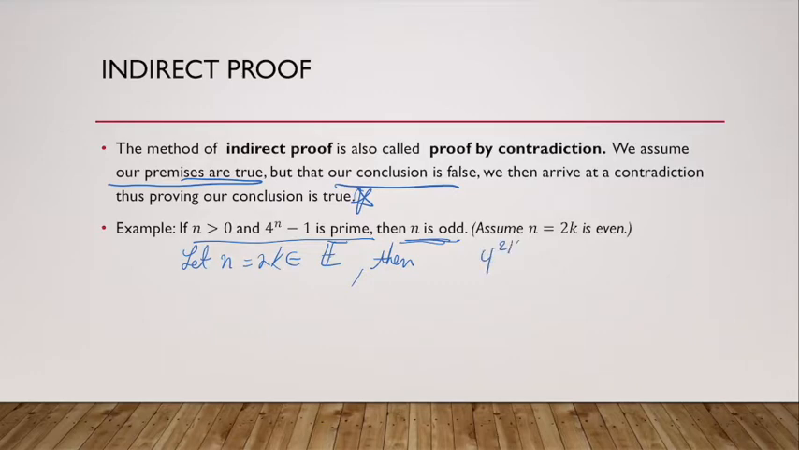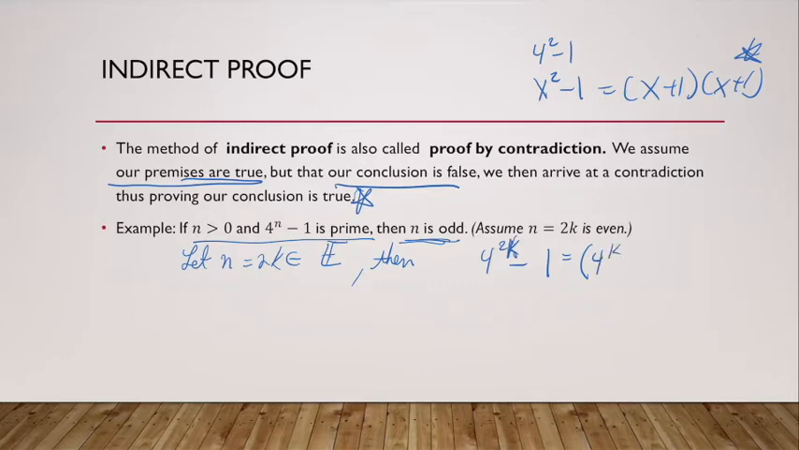If I've got 4 to the 2k minus 1, remember I could factor this, right? If I had 4 squared minus 1, or something like x squared minus 1, this would factor to x plus 1 times x minus 1, again going back to college algebra. So this is going to give me 4 to the k plus 1 times 4 to the k minus 1 is how this is going to factor. So therefore, it's not prime.